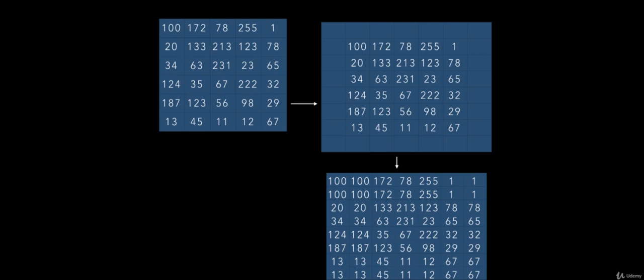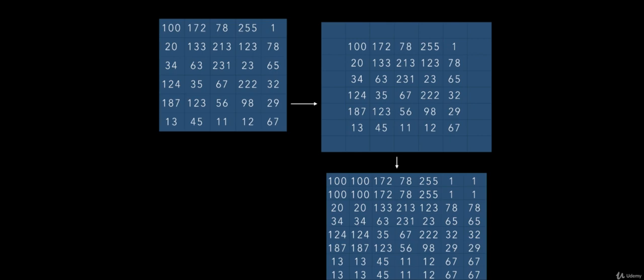So we first increased the size of the 5 by 5 matrix to a 7 by 7 matrix, and then if we apply the convolution to the 7 by 7 matrix, the output will be a 5 by 5 matrix, right? Which is the size of the original matrix. So this is how we use padding in order to preserve the original image size.